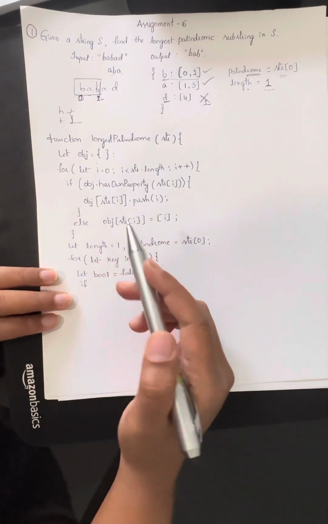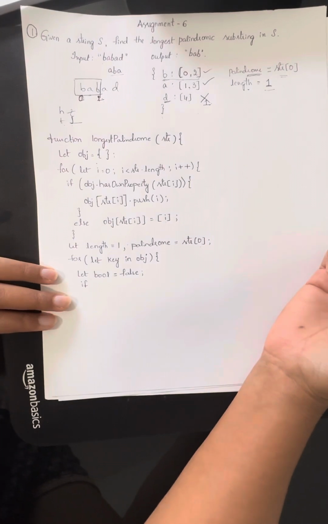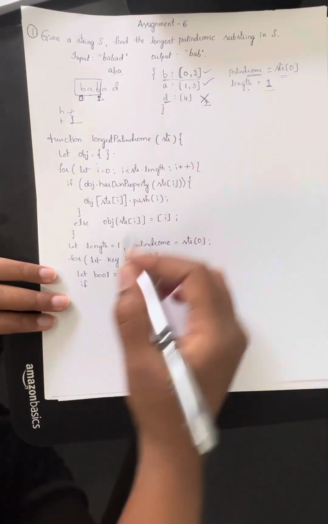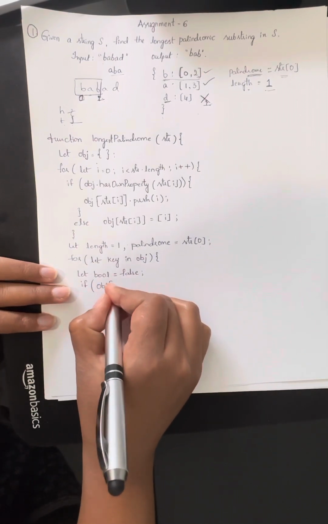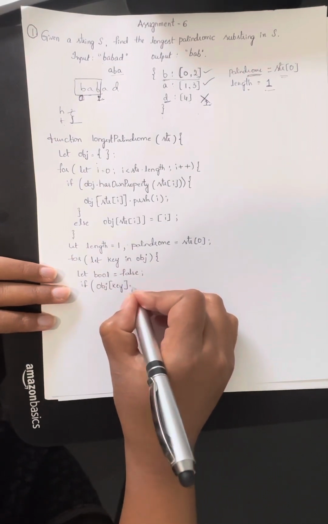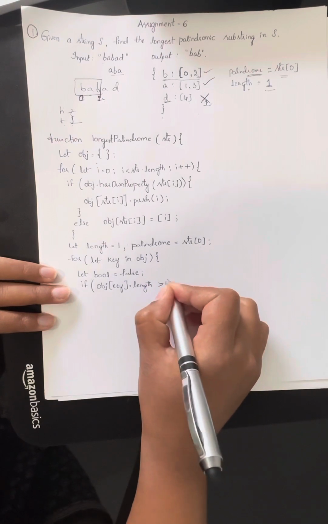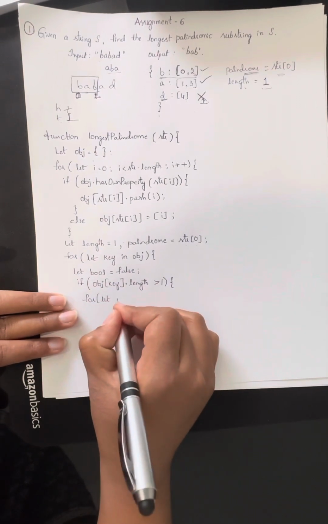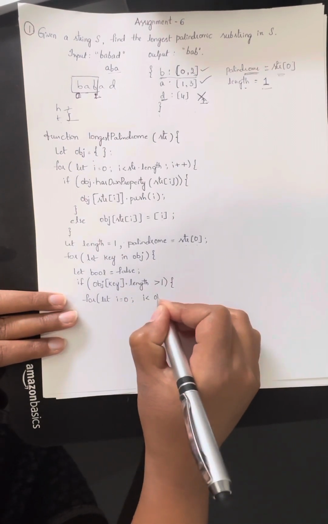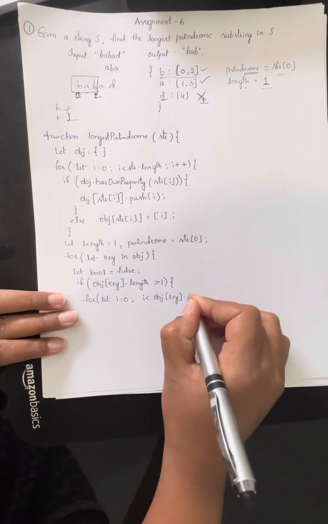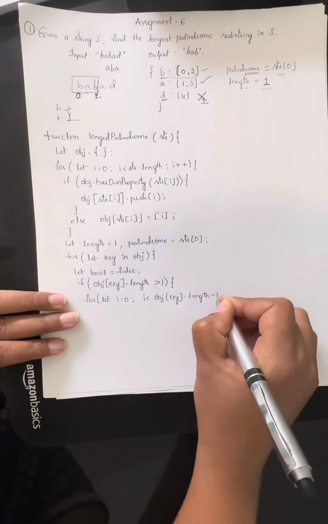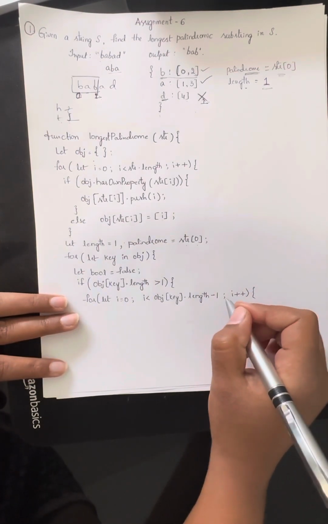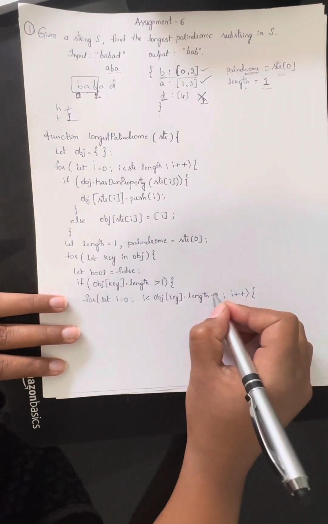Now I just need to check for the palindromes in the keys where the array length is greater than 1. So I am just ignoring the arrays whose length is just 1. So for that I am checking if object of key dot length is greater than 1. If it is greater than 1, then I'll start a for loop. Let i equals 0, i less than object of key dot length minus 1, i plus plus. Oh, it is actually length.